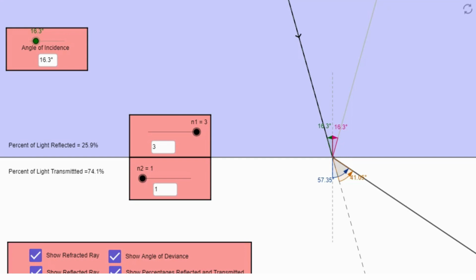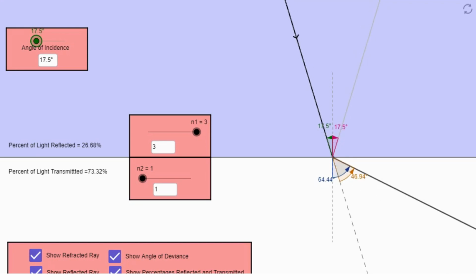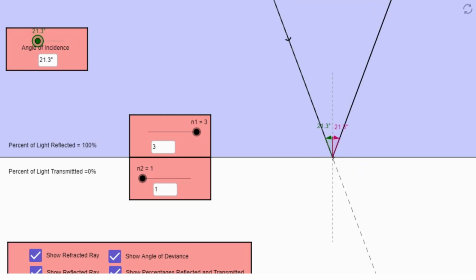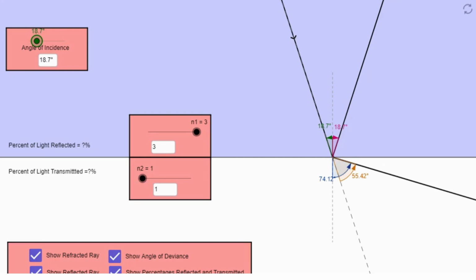Now here we observe the total internal reflection and critical angle when transmitting from denser to rarer. So try to increase the angle of incidence. We observe the refracted ray is grazing the surface. You can check clearly. At the angle of incidence of 18.7 degrees, the refracted ray is approaching the surface.